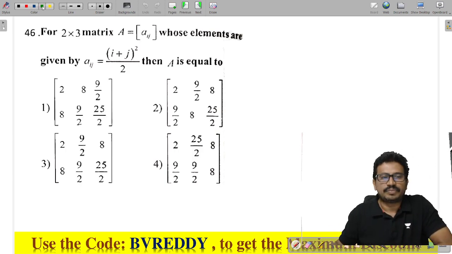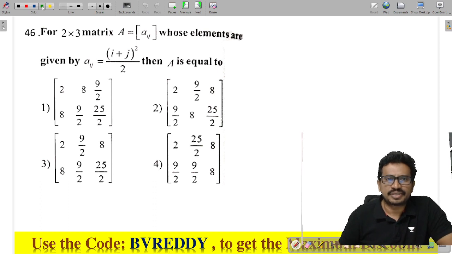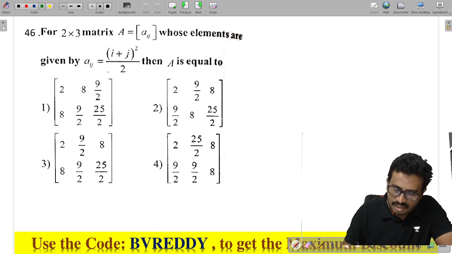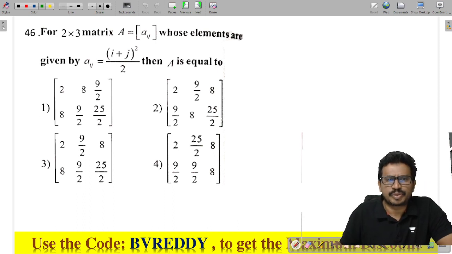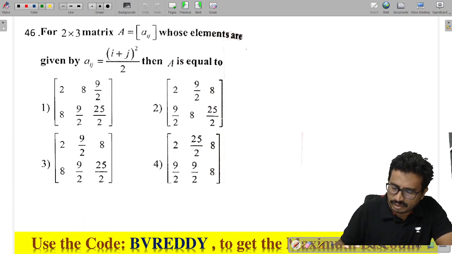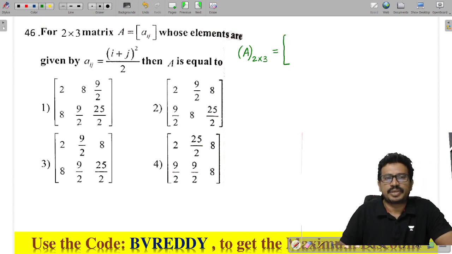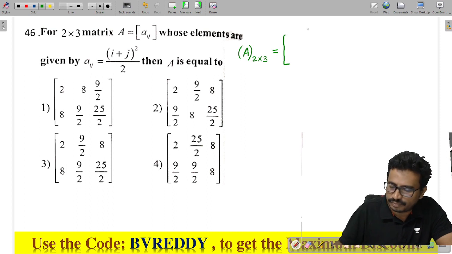The first problem, they have given some matrix. A is given as Aij, and the elements in the matrix are given as (i plus j) whole square by 2. If we see the matrix A, that is a 2 cross 3 matrix. Now can you tell me the elements in the matrix we need to find?